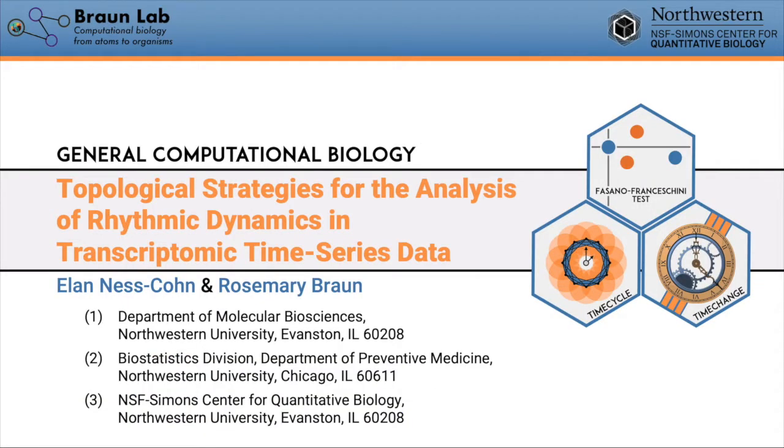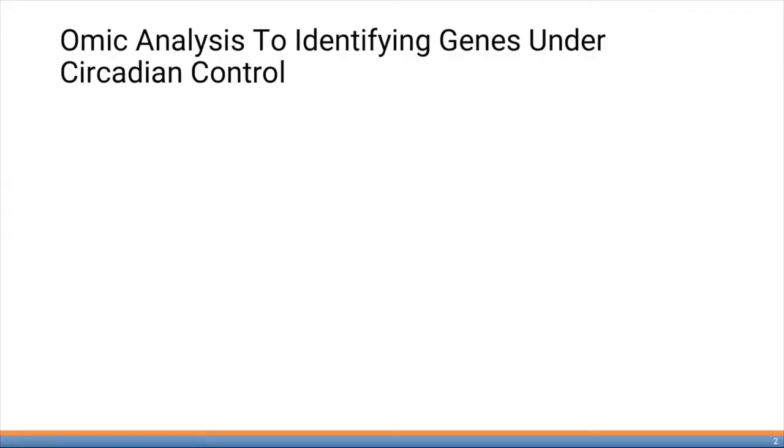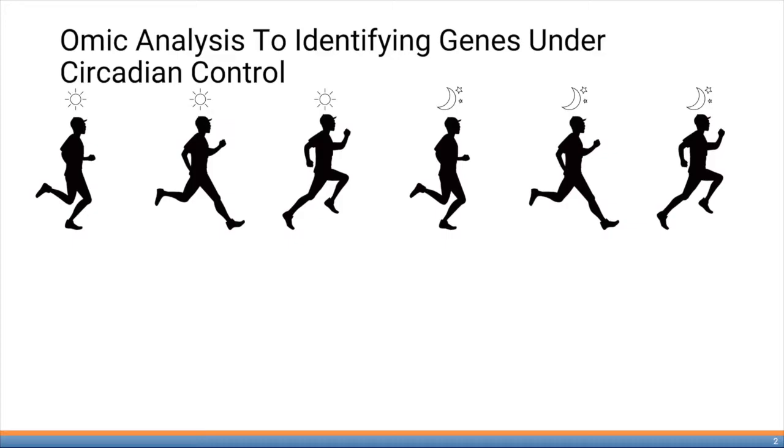And today I'll be discussing topological strategies for the analysis of rhythmic dynamics in transcriptomic time series data. As the title suggests, this talk will focus on identifying circadian genes in transcriptomic time series experiments. Numerous studies have shown a significant link between circadian rhythms and human health. These findings have sparked an interest in identifying genes under circadian control.